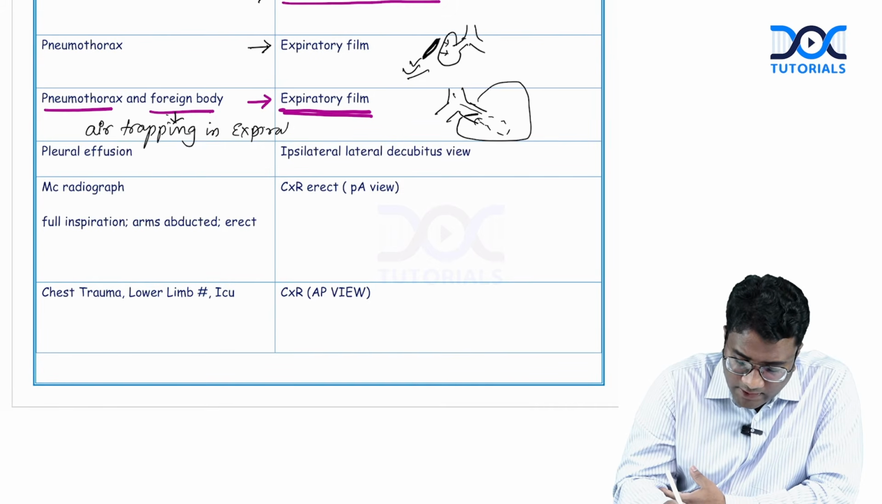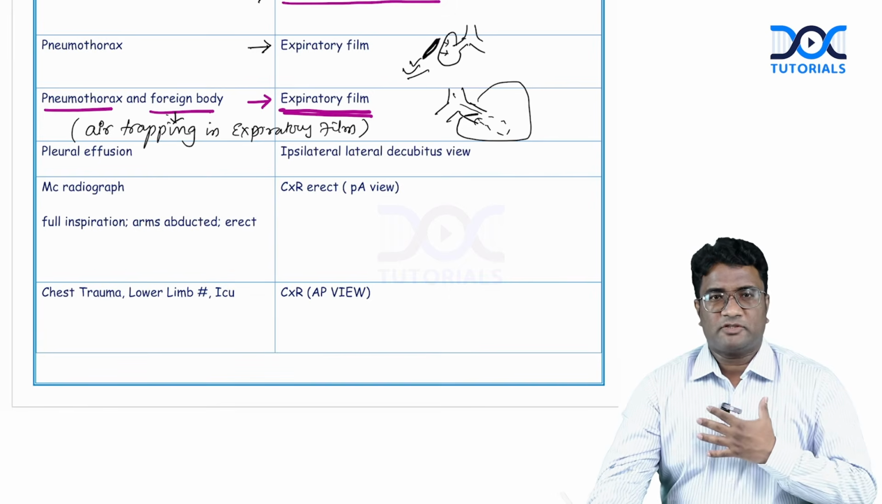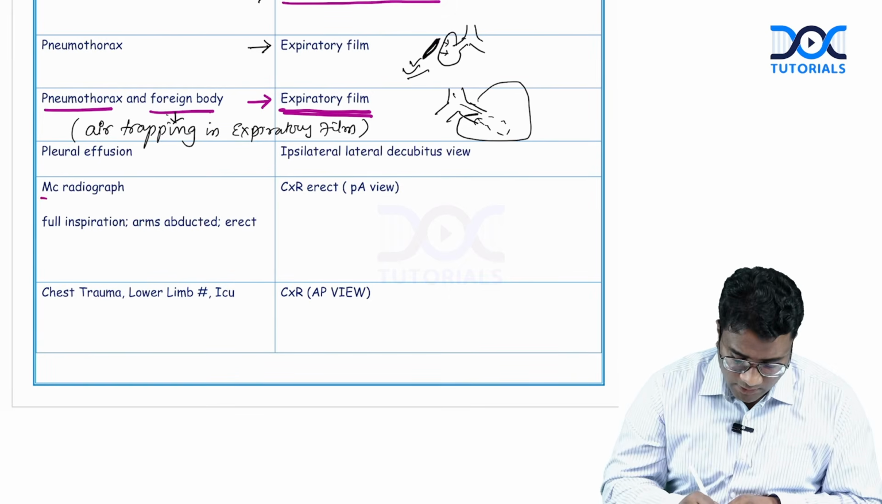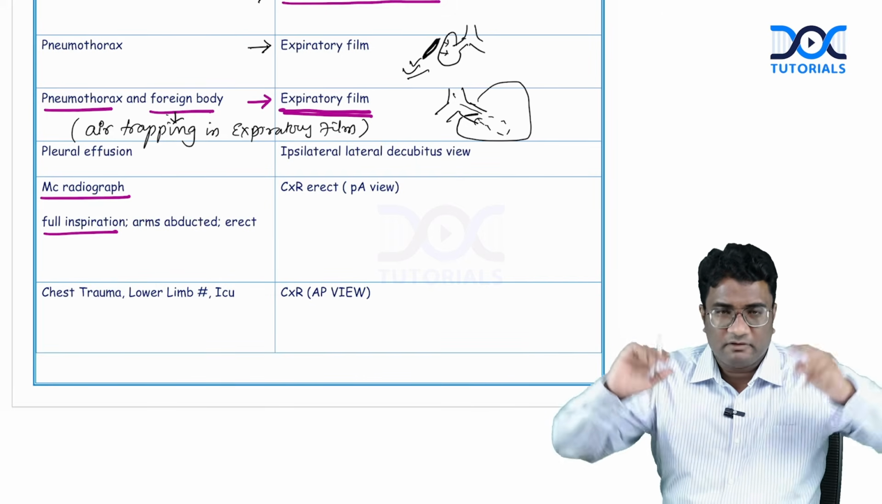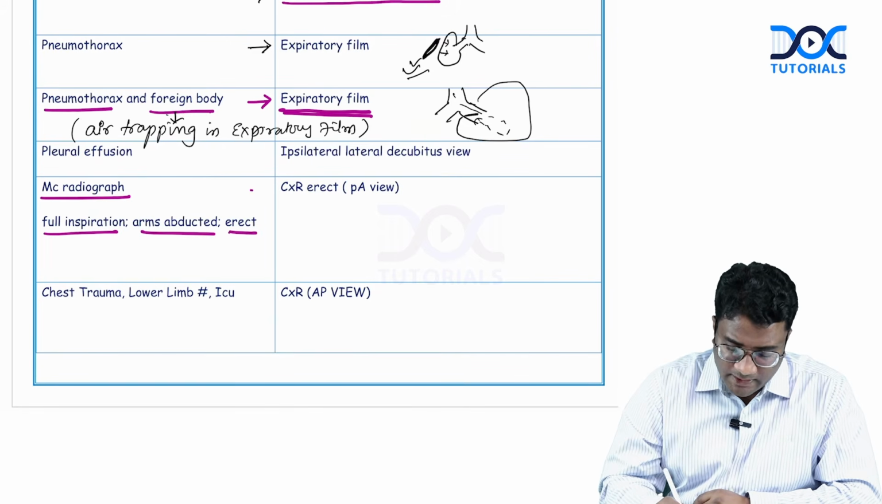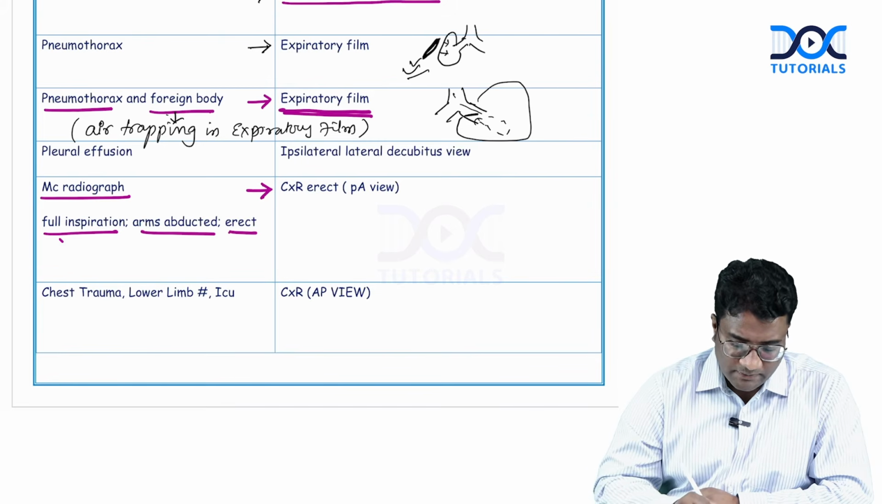So for these two conditions, we go for expiratory films. Normally the radiograph taken is a chest X-ray in full inspiration. The most common radiograph that you take is taken in full inspiration, arms abducted, so the scapula moves away from the lung fields, and in an erect posture. This is the most commonly done radiograph, the chest X-ray PA view. It is done in full inspiration.